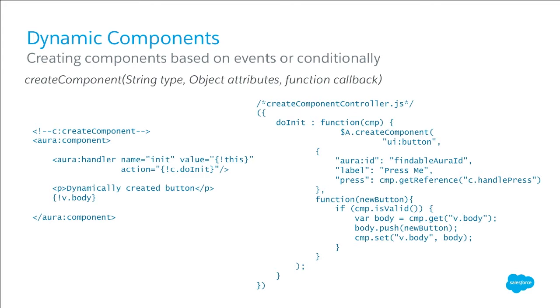And followed by the callback function, which takes in the created component. This is the component that is created. And we get the body and push it and set it. So the body will now hold the new component. This is how you create. You can remove them as well. We'll have a look at that in our demo later.